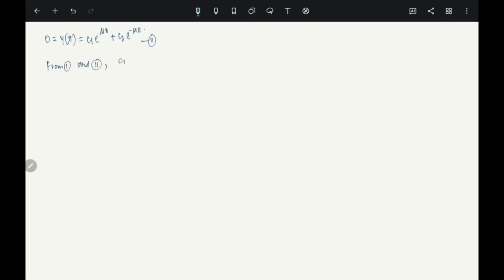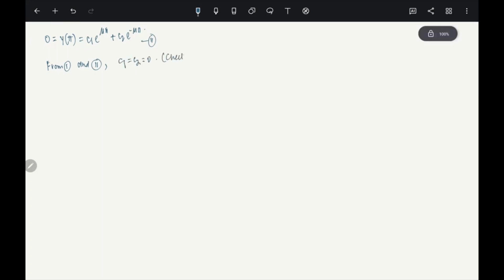So the second one is 0 equals y at the point pi, which is c1 times e to the power mu pi plus c2 times e to the power minus mu pi. So this is 2. Now it is quite clear that from 1 and 2, what do you have? c1 equals c2 equals 0. There is no other way.